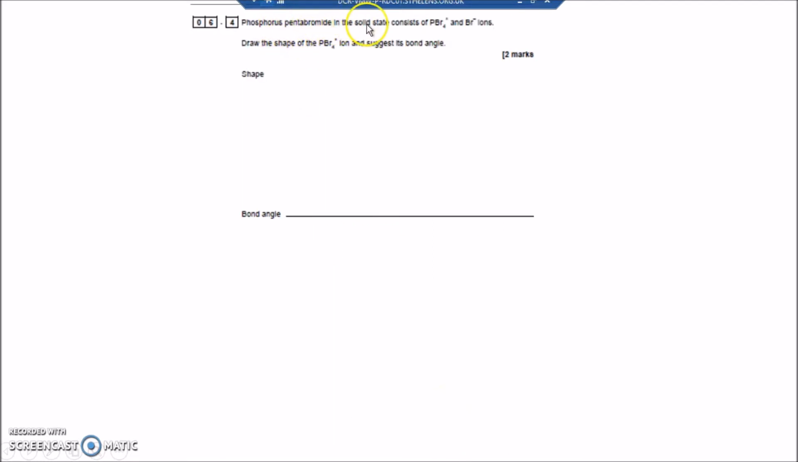Phosphorus pentabromide in the solid state makes PBr4+ and Br- ions. Draw the shape of PBr4+ and suggest its bond angle. Let's have a look then. Phosphorus is in group 5. It's got 5 electrons in its outer shell, and with a plus charge, it's lost an electron. So instead of 5 in its outer shell, it's now only got 4. 4 Brs form 4 bonding pairs. These repel equally, so there are 4 bonding pairs, no lone pairs, giving a tetrahedral shape.